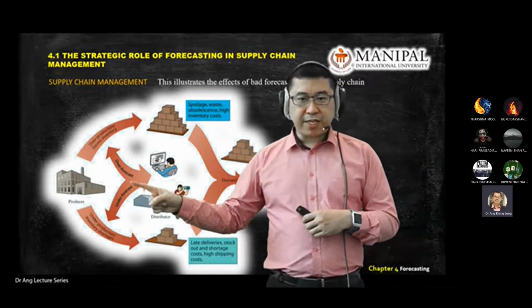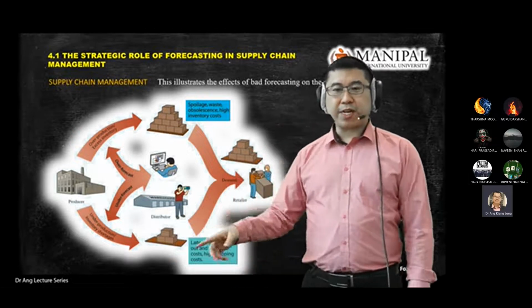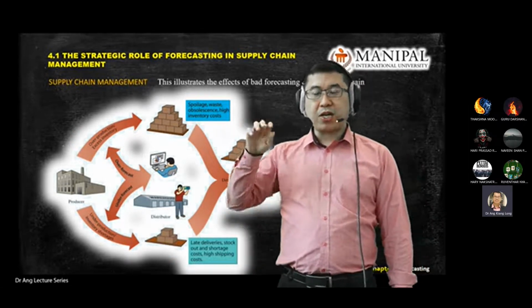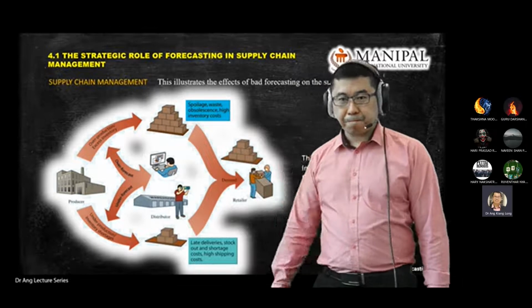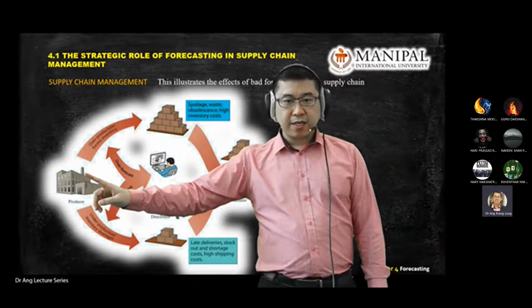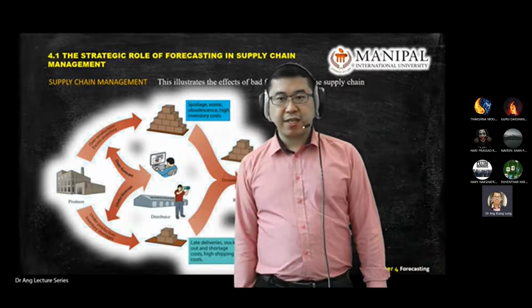What happens if it's under forecast? Under forecast means the value you forecast cannot catch up with the customer demand. So if you under forecast, the factory will produce less than it should.